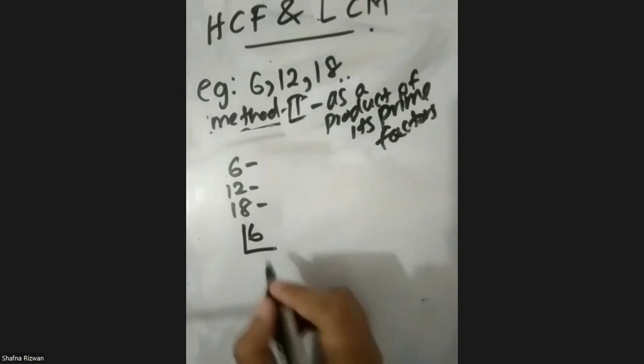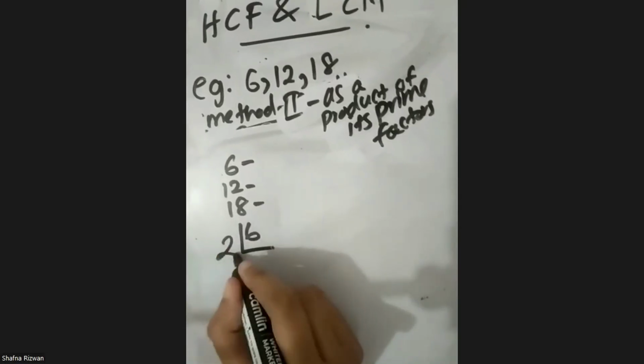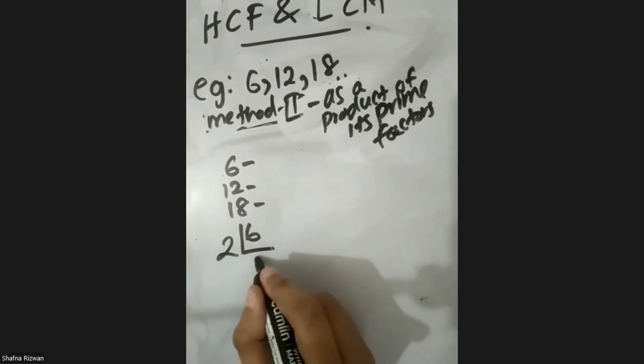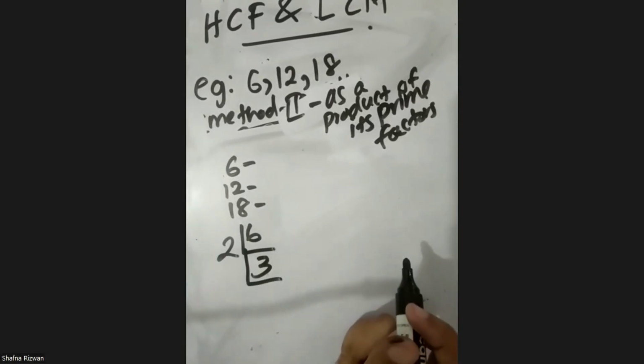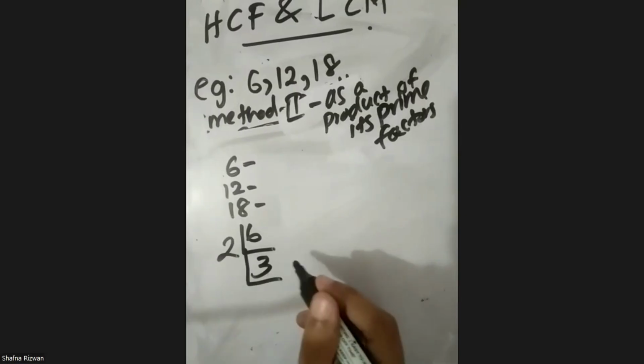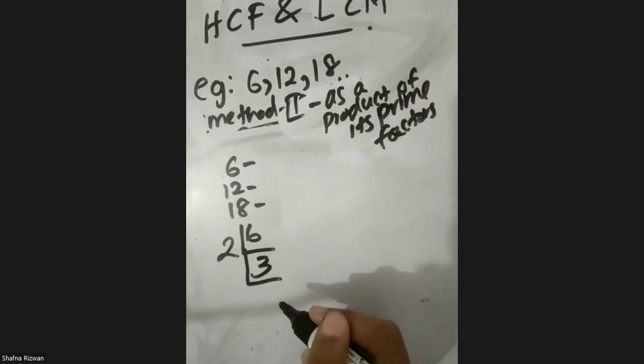Yes. Now let's take 6 and divide it by which number? Because this is an even number, divide this by 2. So 6 divided by 2 is how much? 3. And again use the same division. In the first method, I didn't use the same division, it was separate. But here, I'm using the same division.